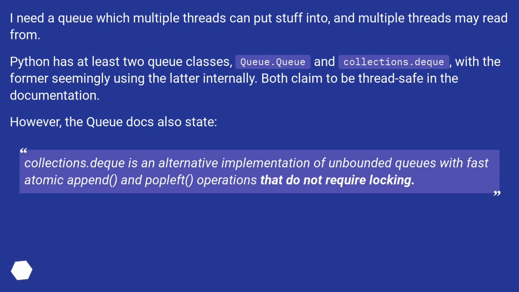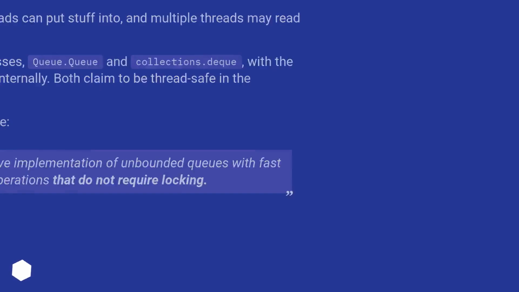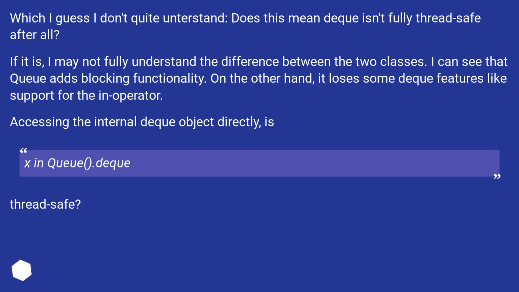However, the Queue docs also state, "collections.deque is an alternative implementation of unbounded queues with fast atomic append and popleft operations that do not require locking." Which I guess I don't quite understand. Does this mean deque isn't fully thread safe after all? If it is, I may not fully understand the difference between the two classes.